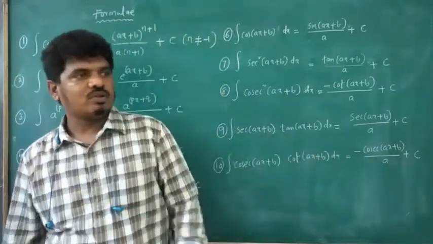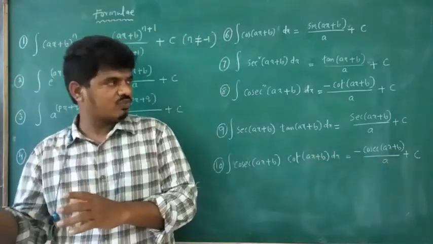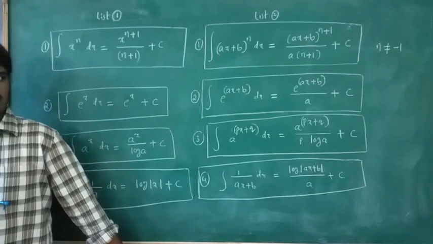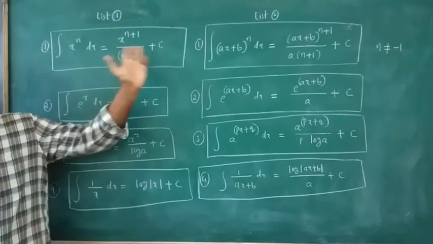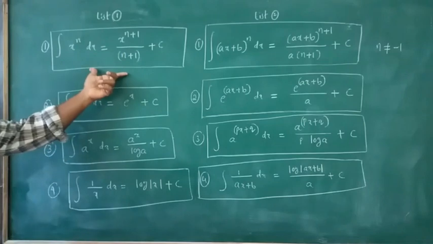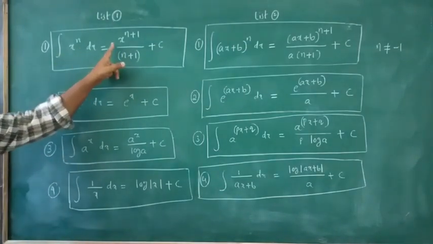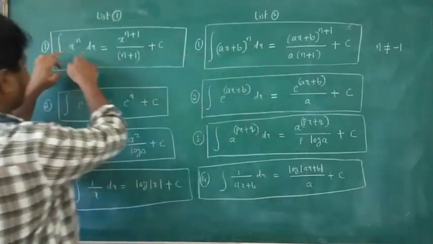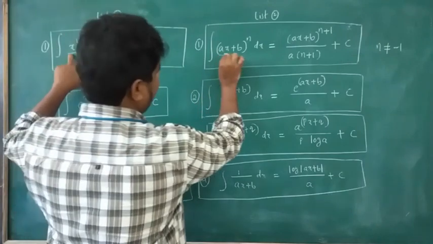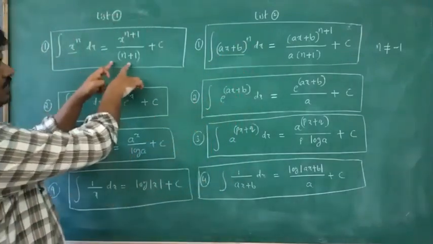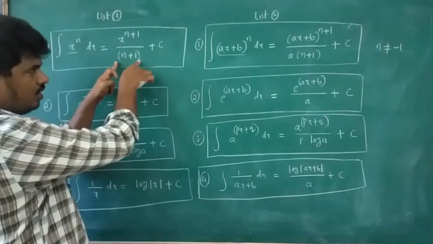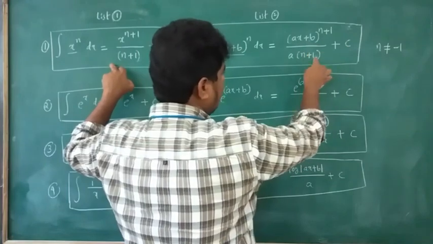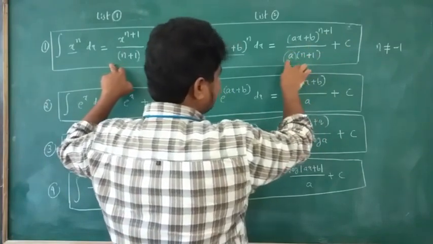Now we will compare the formulae of list 1 and list 2. First one, the integral of x to the power of n dx is equal to x to the power of n plus 1 by n plus 1 plus c. Just compare these two formulae. Here, in the place of x, we are having ax plus b. On the right side, x to the power of n plus 1 by n plus 1. Here we have ax plus b whole to the power of n plus 1 divided by n plus 1, but in the denominator you have this extra a.